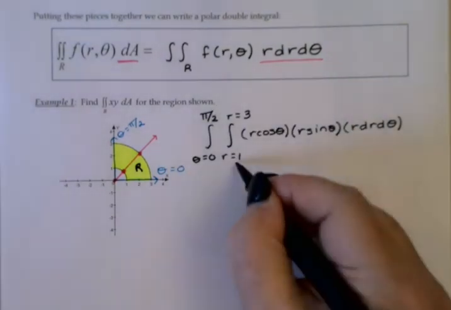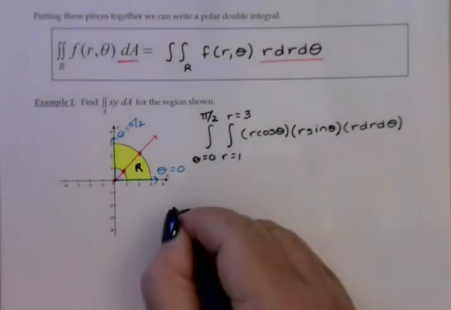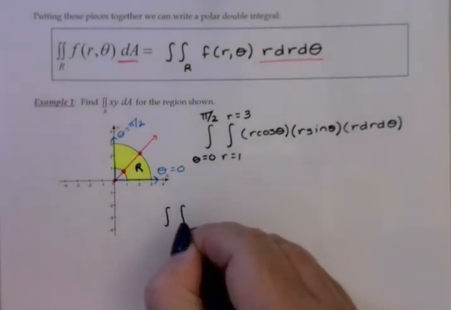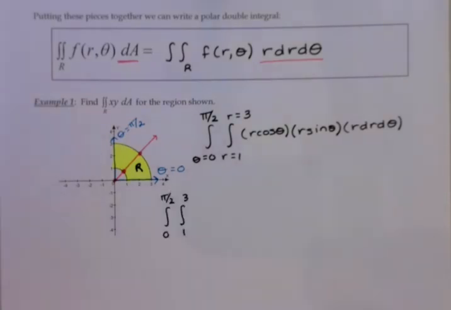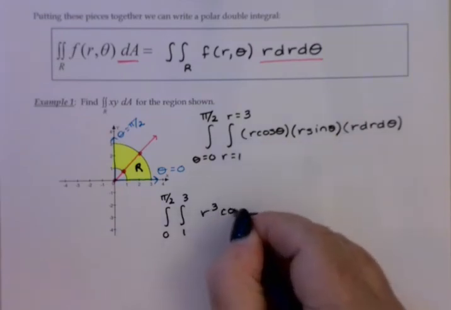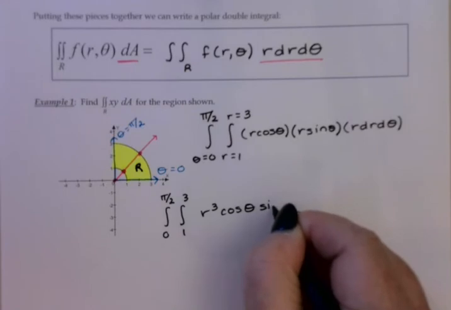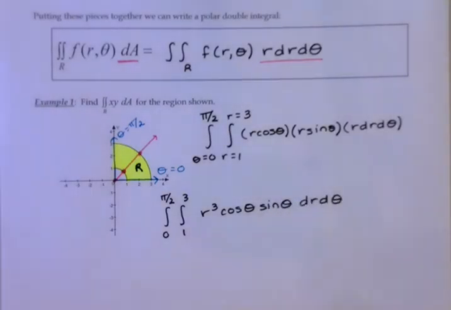And I guess I didn't really need to put the r equals and the theta equals there, but just for clarity, this first time I did. All right, let's go ahead and evaluate that integral. Simplifying the integrand, I have r cubed cos theta sine theta dr d theta. And notice this time I was integrating over a polar rectangle.